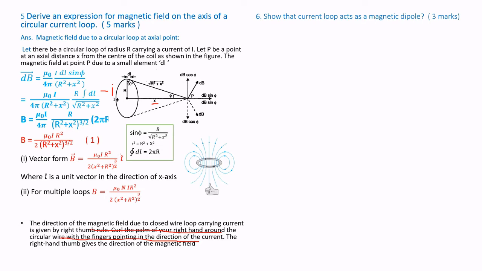Question number 6. Show that the current loop acts as a magnetic dipole. The previous question, that is question number 5, was a 5 mark question. Question number 6 is a 3 mark question, which is based on the derivation of the previous equation.